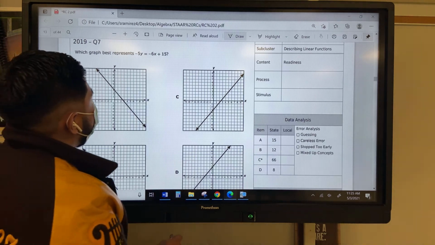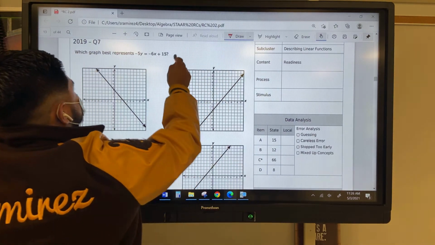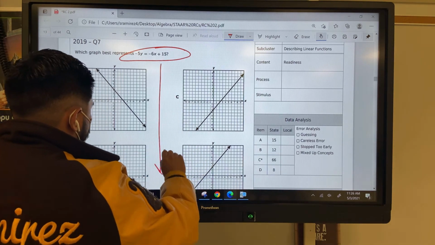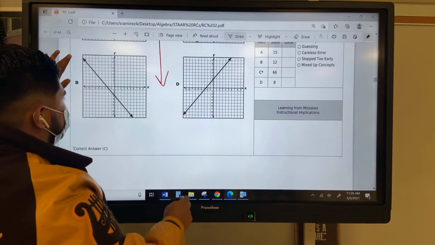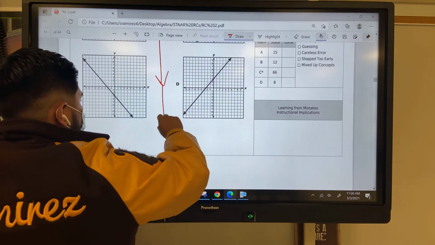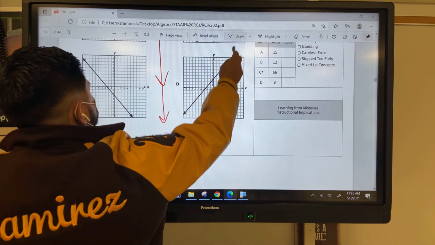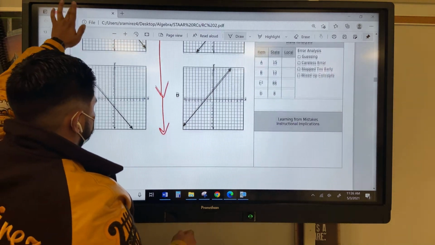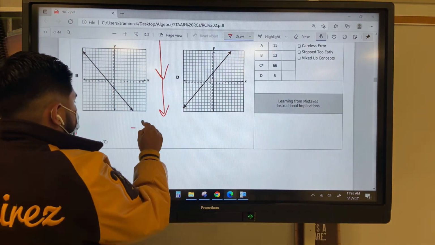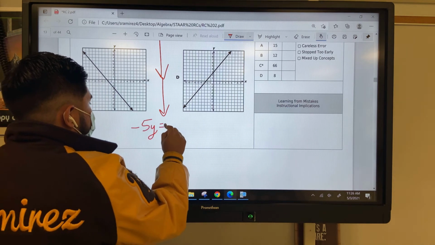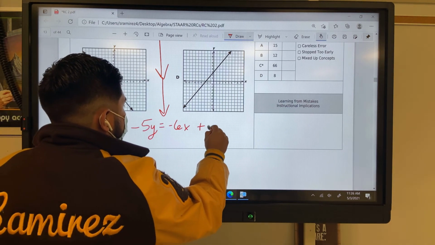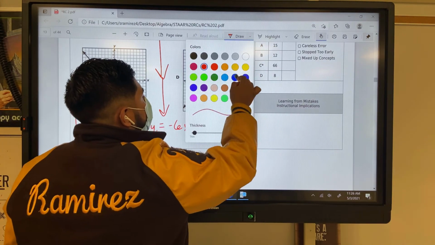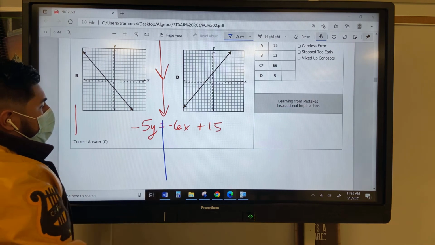Okay, right here, be careful. This is where we got to go to y equals. Have to fix this equation. Negative 5y equals negative 6 plus 15. I needed to say y equals so I can use the y equals border.